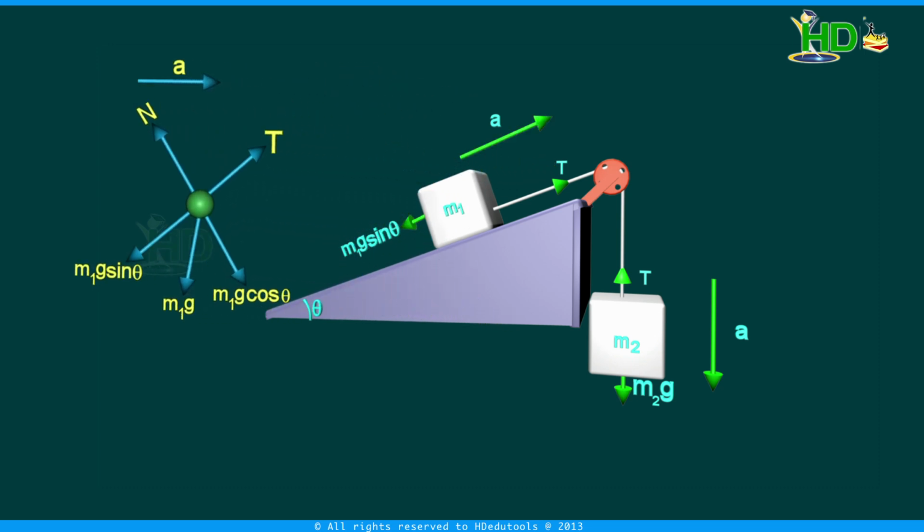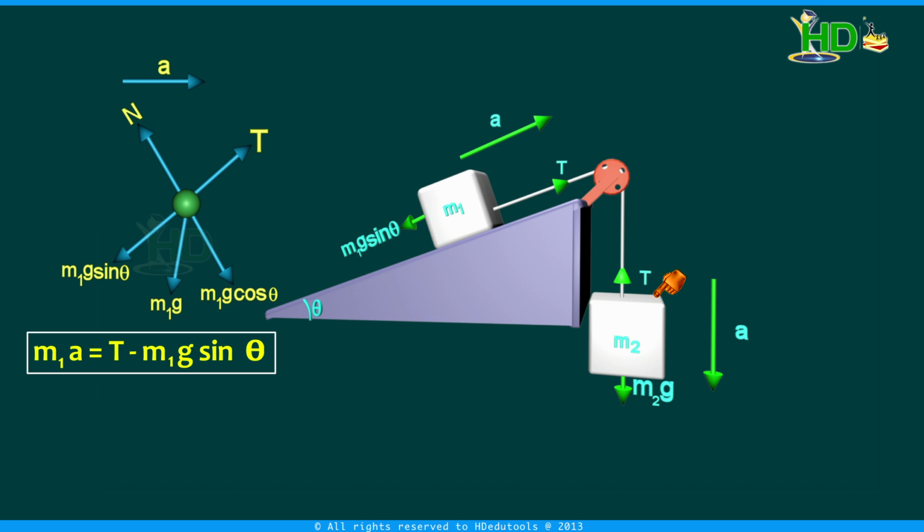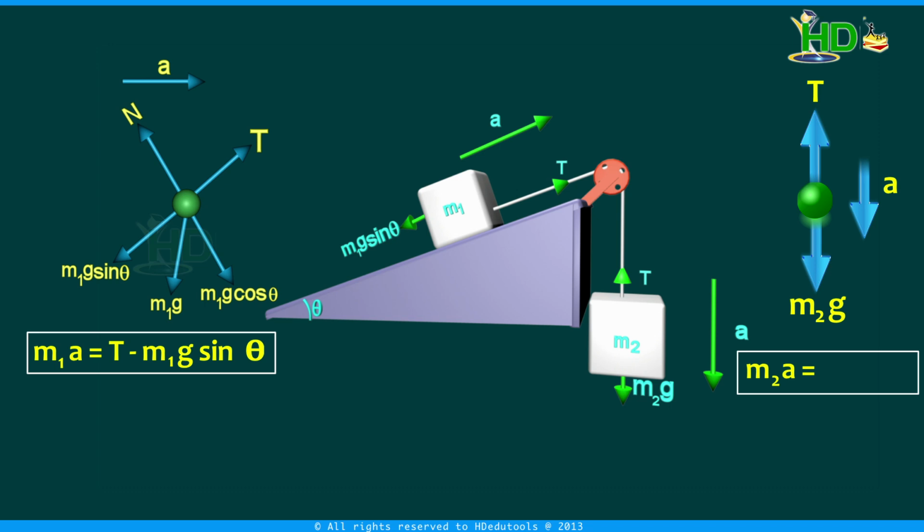For this we can write the equation. The net force acting on M1 is M1 into a. Since it is moving along this direction, T is positive because T and a are in the same direction. We can write M1 into a equal to T minus M1g sin theta. Now at M2, the free body diagram: M2g is vertically down, the tension T is vertically up, and it is moving down with acceleration a. The net force on M2 is M2 into a. This is equal to M2g minus T.